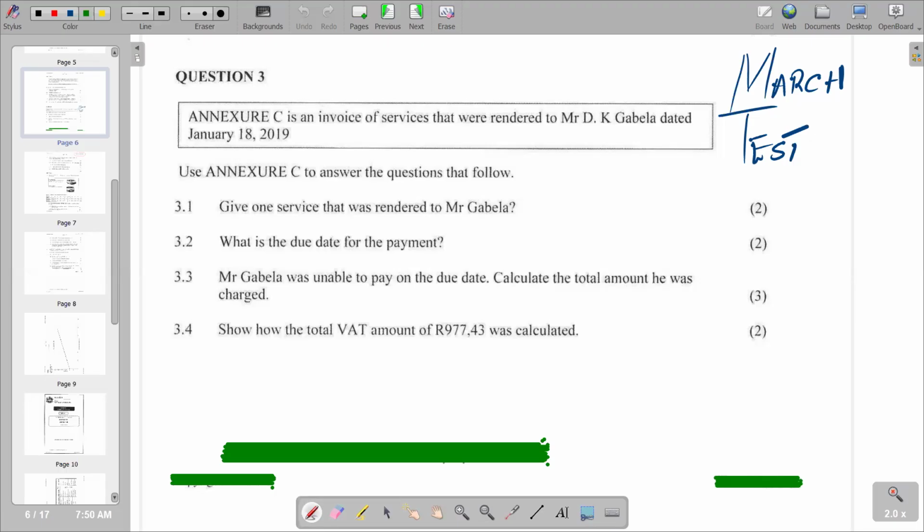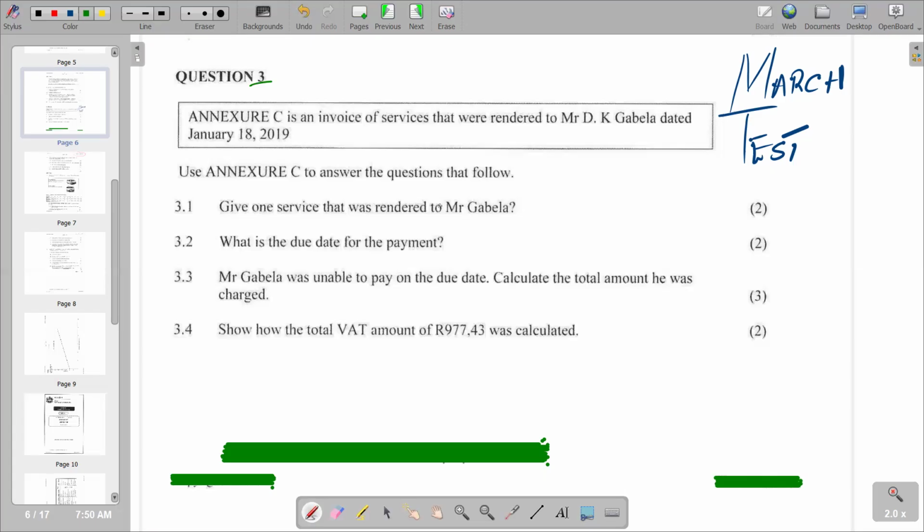In this video, we are to look at question 3 of a question paper of March. So we have got a common test that we want to look at. So this is question 3 on this question paper. Our question reads, Annex C is an invoice of services that were rendered to Mr. D. K. Gabela, dated January 2019. Use Annex C to answer the questions that follow.